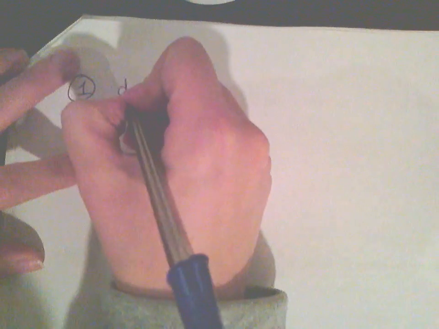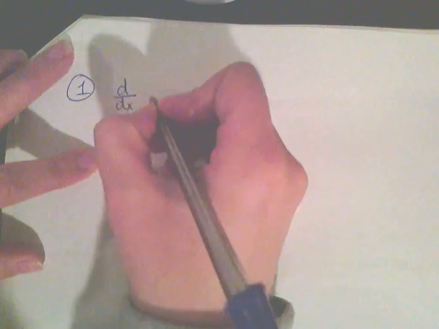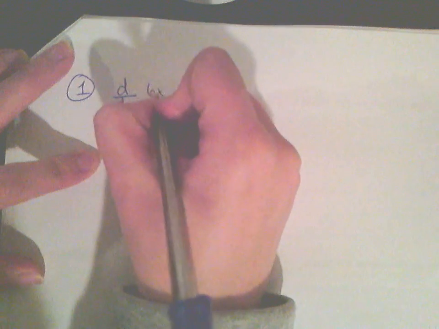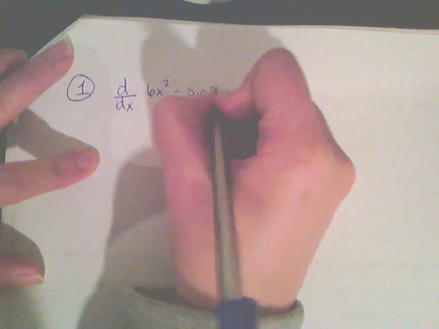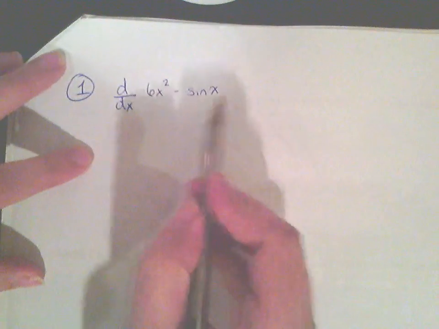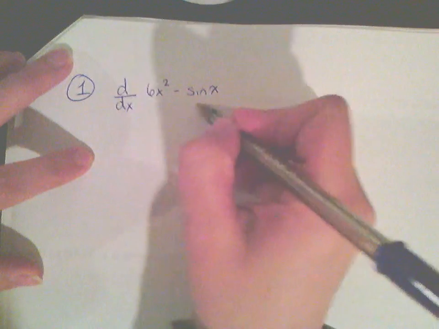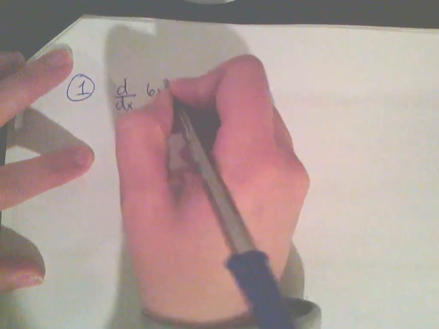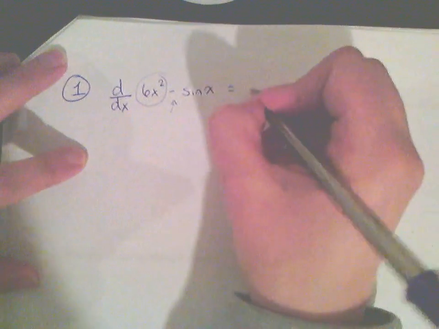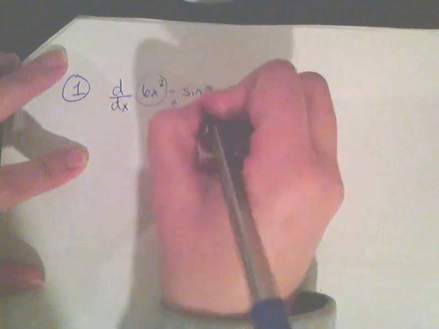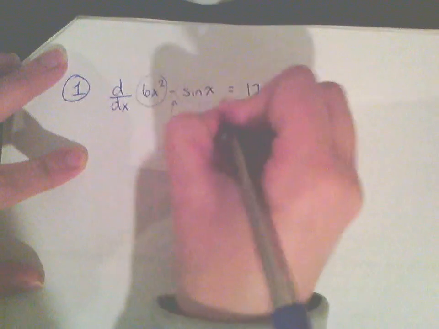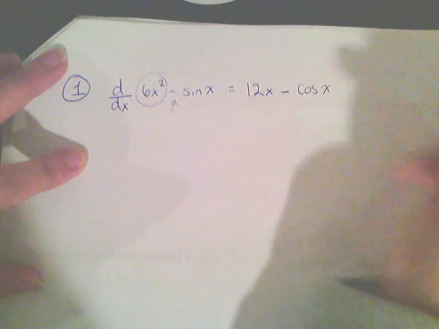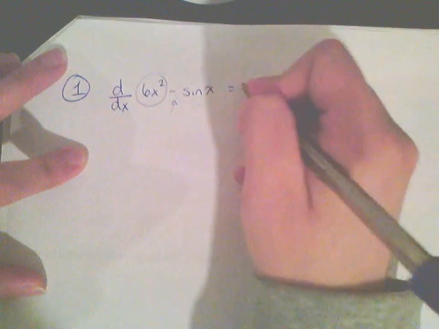So, example 1. Find the derivative of 6x squared minus sine of x. Now this is easy because there's no multiplication involved. This is a subtraction, so we can just use the power rule. So what is the derivative of this guy? 12x. And then minus, what is the derivative of sine of x? Cosine of x. Done. That's the answer.